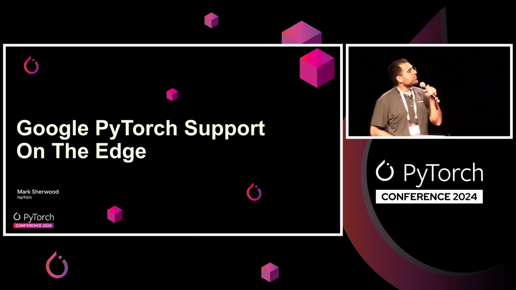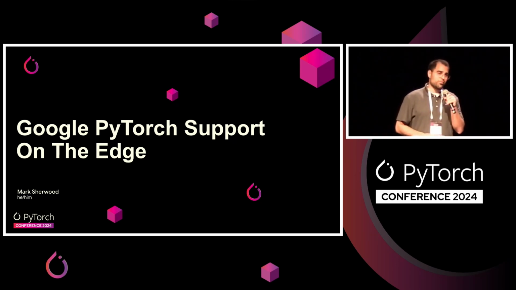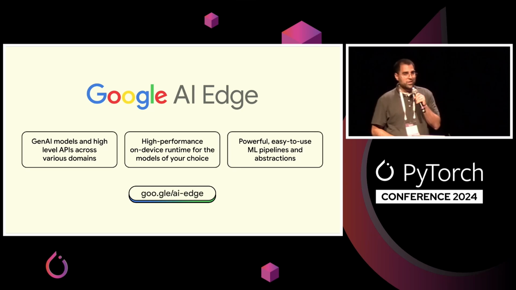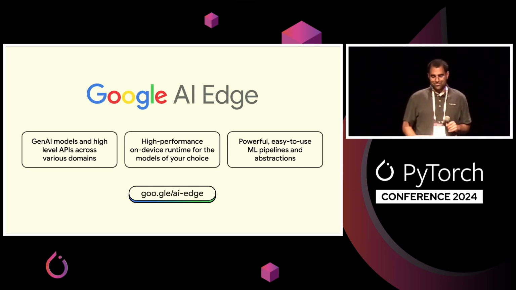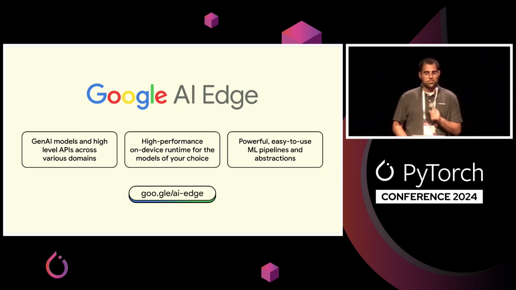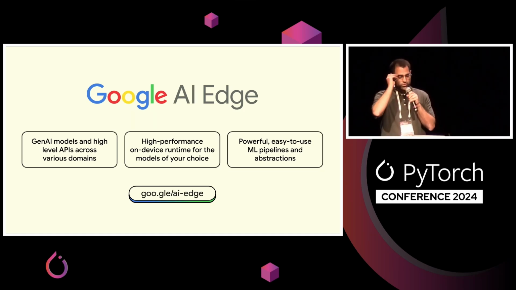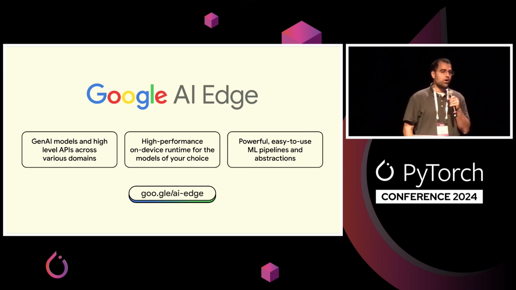All right, so here we are to talk about Google support for PyTorch on the edge. And you might ask yourself, where do you find Google support for PyTorch on the edge? Well, at Google AI Edge. Pretty straightforward. Google AI Edge helps you run AI on mobile, web, and IoT. You'll find all the runtimes, tools, trainings, samples, support, and documentation all in one easy-to-find place.